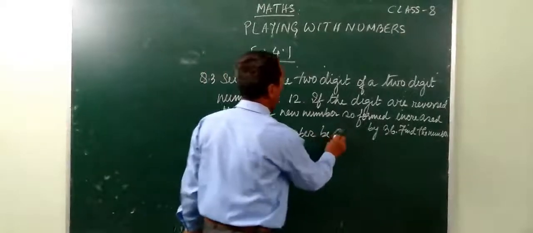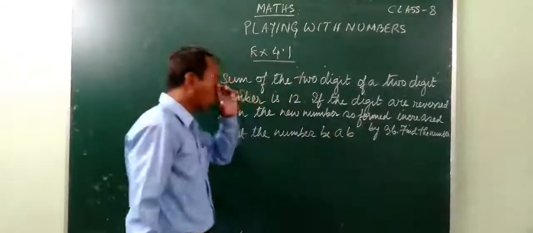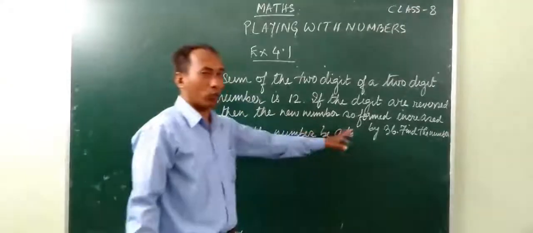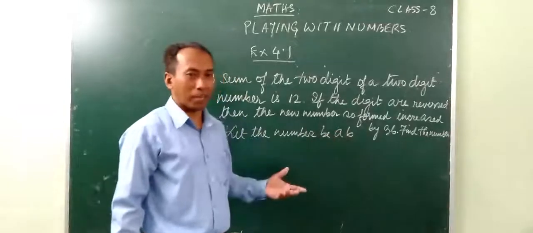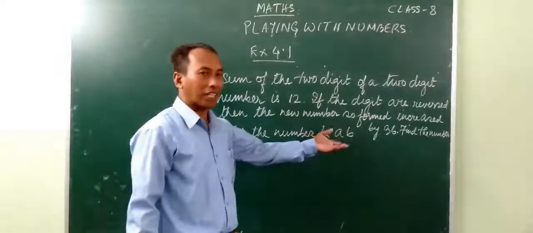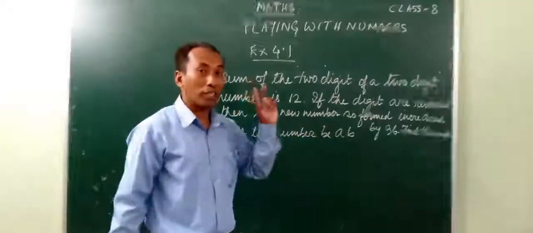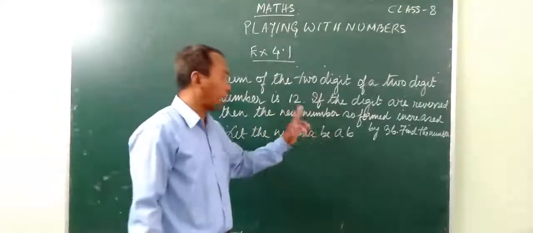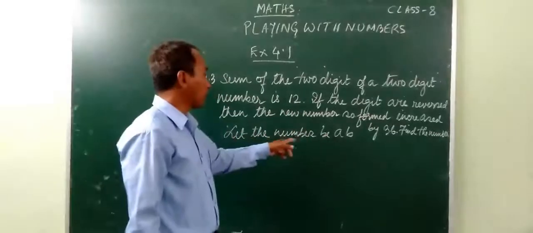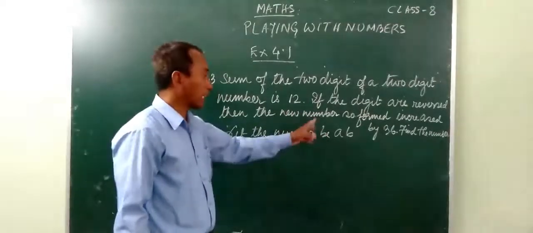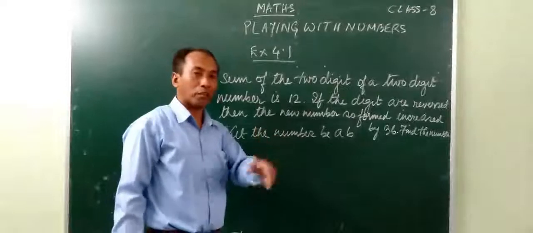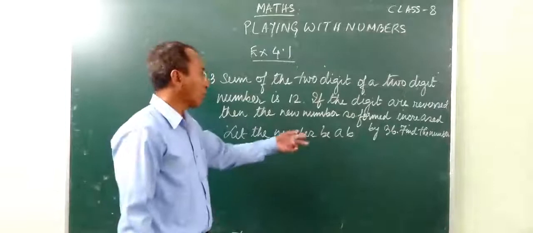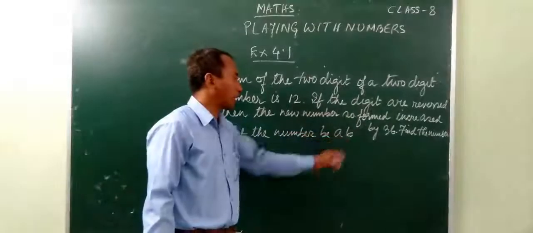So let the number be AB. They said it is a 2-digit number. It is AB, or you can take XY, or you can take MN. Any alphabet you can take, but it should be 2 digits. Let the number be AB. I have taken AB. At home you can try with XY or MN, or any alphabet. So I have taken the 2 digits as AB.